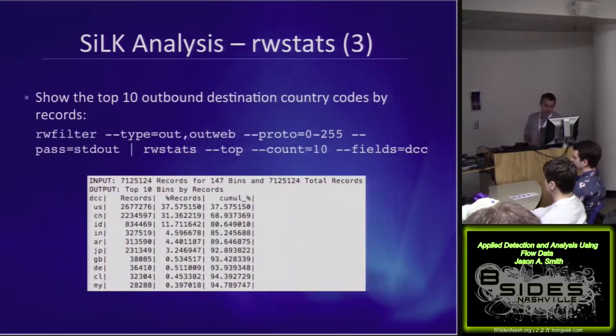Here's another example of RW stats. Hammering on it because RW stats is awesome. It's top 10 outbound destination country codes by the total amount of records that occurred. Records is kind of a hard thing to really think about because it's not in context of anything else. It's what your flow meter chose to do, based on some configurations on timeouts. But we've done the top 10 and sorted those by the destination country codes.